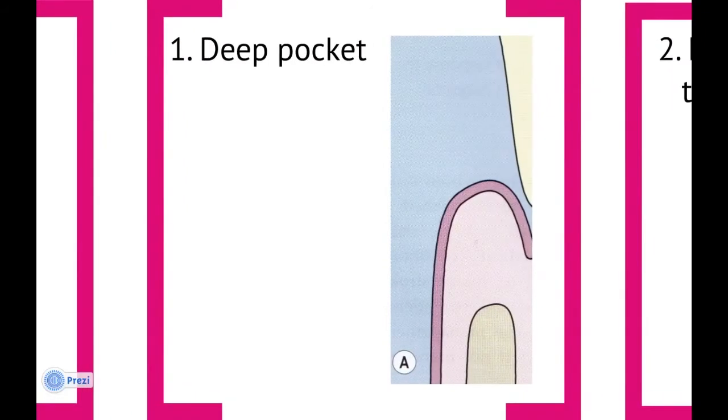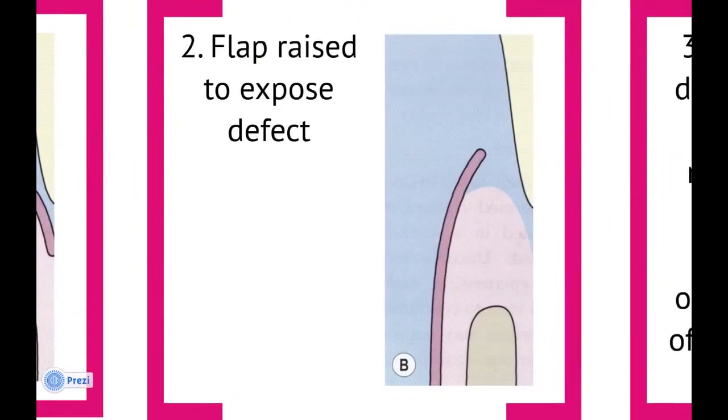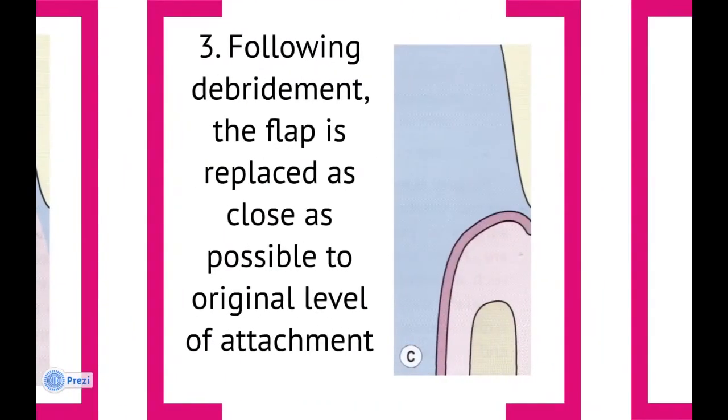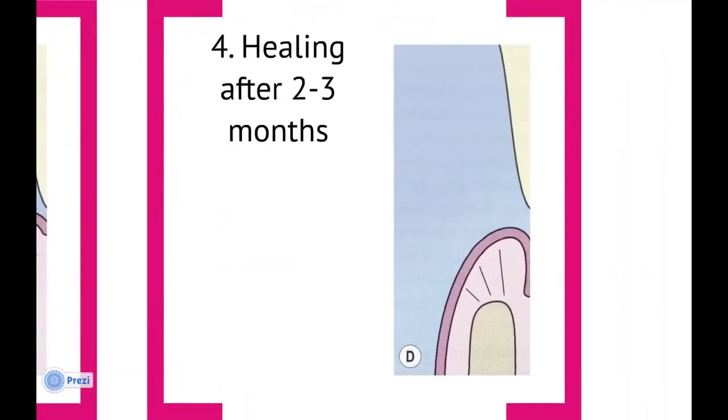A flap is raised to allow direct root surface access. Following debridement, the flap is replaced as closely as possible to the original level of attachment to promote healing that will minimize recession. Pocket reduction results from the formation of a fibrous gingival cuff, long junctional epithelium, and some gingival recession.